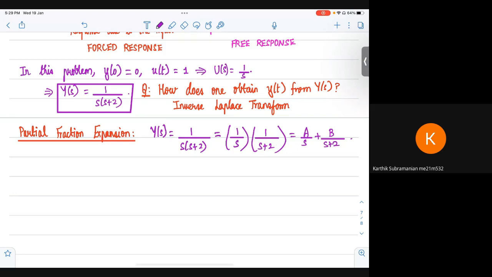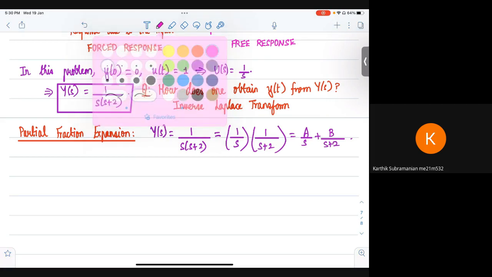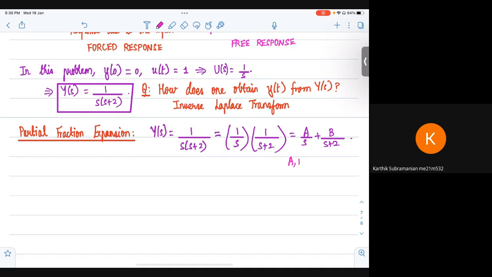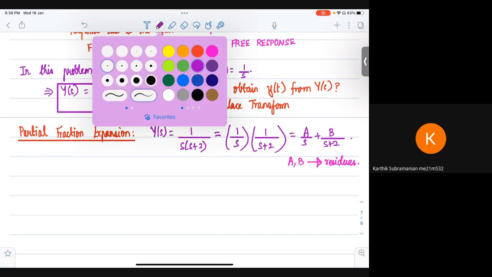So that is why it is called partial fraction expansion. We are essentially looking at the overall function and dividing it into multiple factors. These parameters a and b are called residues. And the question is, how do we find these residues? There are simple methods to find them. I'm going to teach you one method.